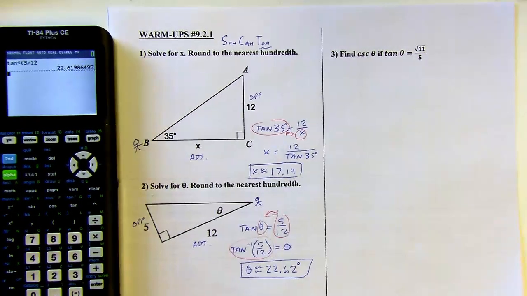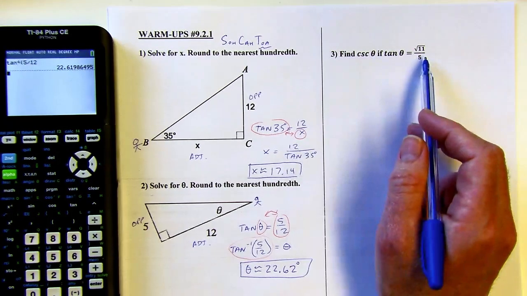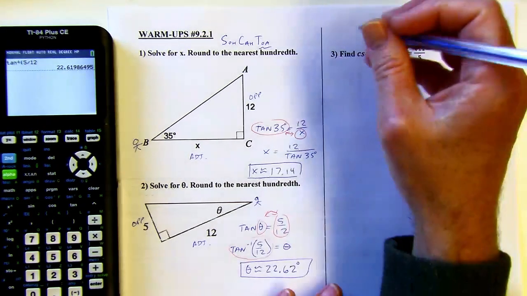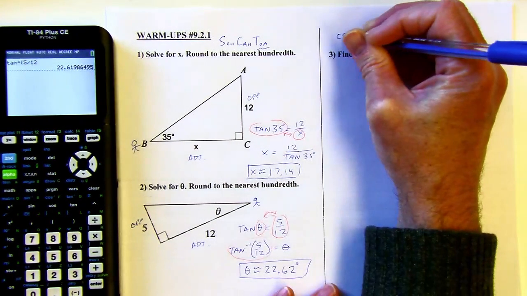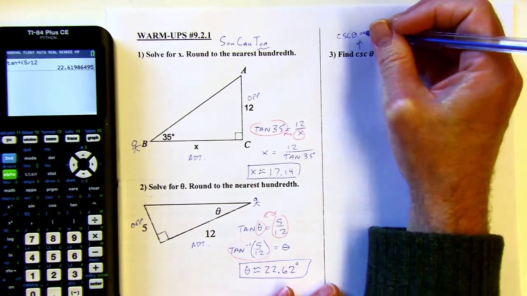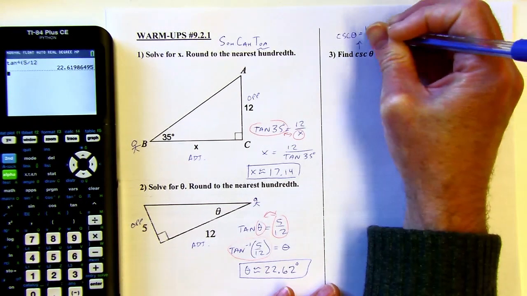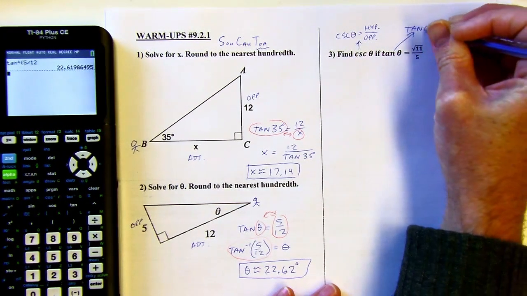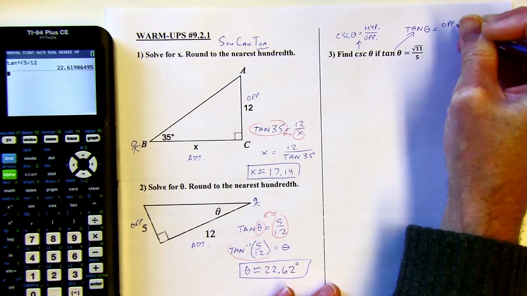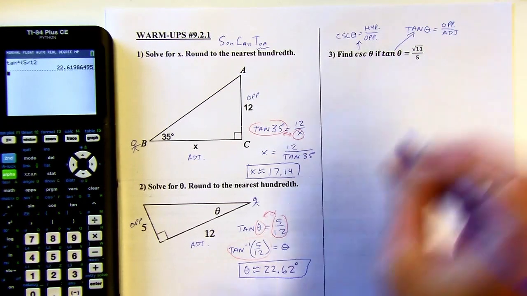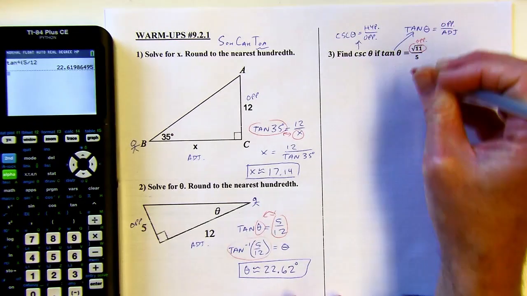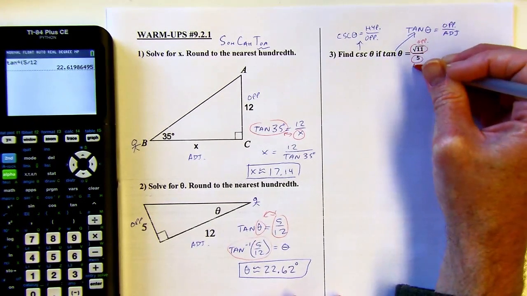We're going to find the cosecant of theta if the tangent of theta is root 11 over 5. So we have to know the definition of both tangent and cosecant. Cosecant is going to be the hypotenuse over the opposite, where tangent is going to be opposite over adjacent. Okay, so I actually already know the opposite. This would be the opposite, right? And then this would be the adjacent down there.